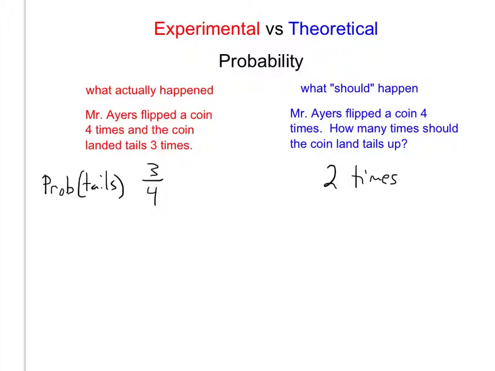Okay, so theoretically, what should happen if I flip a coin 4 times is I should get 2 tails and 2 heads, because there's a 50-50 chance. But when I actually did the experiment and actually flipped the coin 4 times, I got 3 tails, which means I only got 1 head out of the number of times I flipped it. Okay, so again, experimental is tell us what actually happened, which pretty much just ends up writing the information you're given. Okay, and what should happen is thinking about the theoretical, what should happen if you flip the coin that many times, and then figuring out based on that.